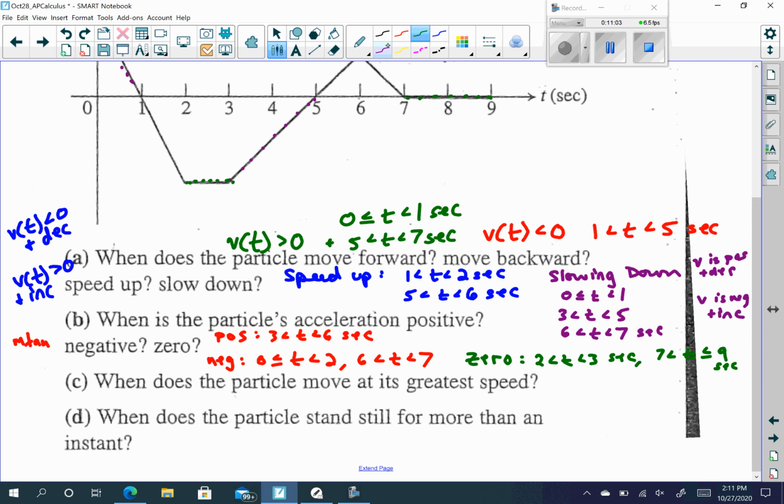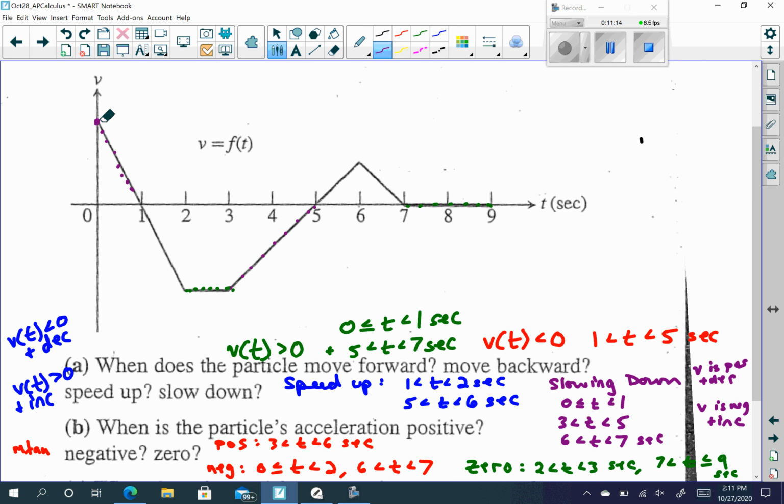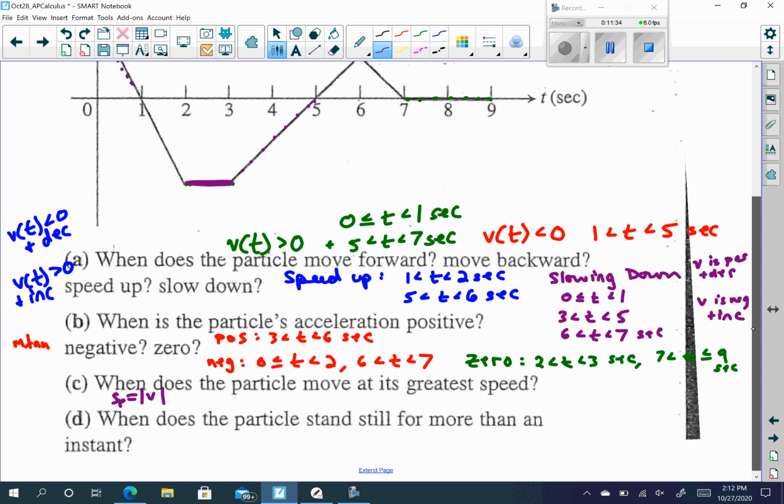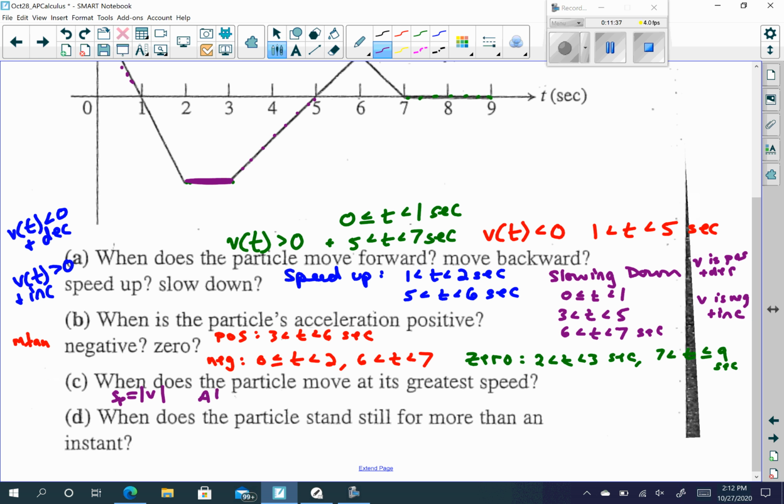All right, for C, I gave a hint to this yesterday. When does a particle move at its greatest speed? So remember, speed is the absolute value of velocity. So if we compare the highest point we reach here, and then we have the lowest point right here, they look almost equidistant, so we can give a reasonable guess. There's no labels for the y-axis. But the absolute value of v is maximized at t equals 0, and then between 2 and 3. So that's all we're really looking at here. We don't actually have a value. It just says when does a particle reach its greatest speed. So we'll say at t equals 0. They look about the same. And between 2 and 3.